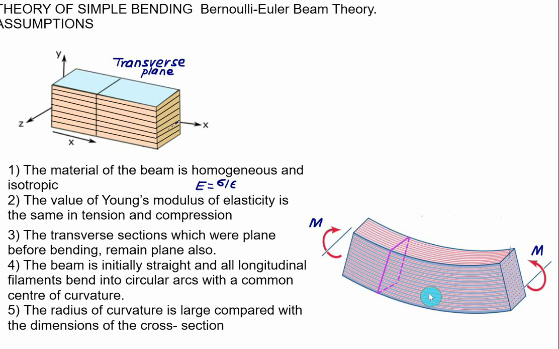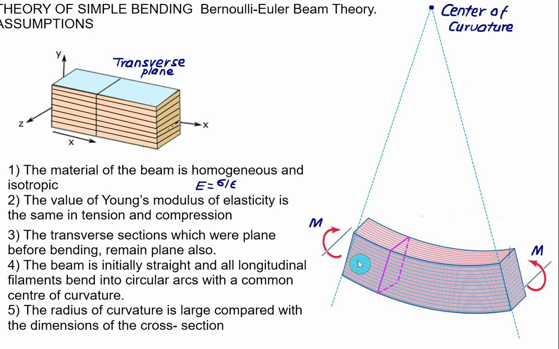And if you join these edges here, then these two edges will meet at a point here, and this point is called the center of curvature. And we can measure the radius of curvature with respect to the centroidal axis. So this one is representing the plane which is passing through the centroid. Somewhere here we have a centroid. So this one is a circular arc which is passing through the centroid C. So this one becomes the neutral plane or neutral axis.